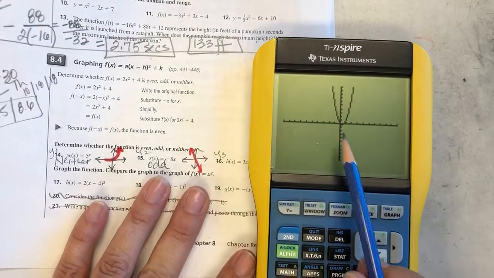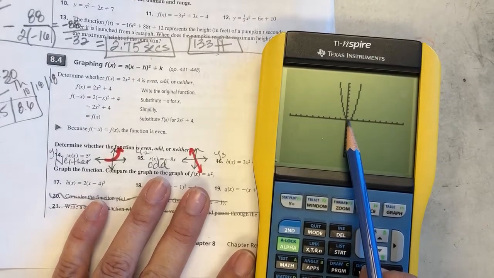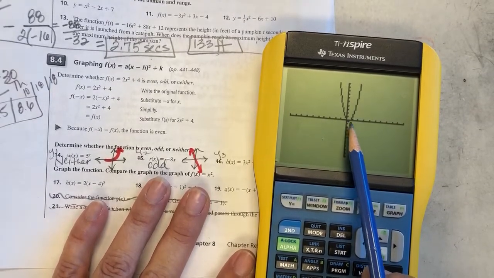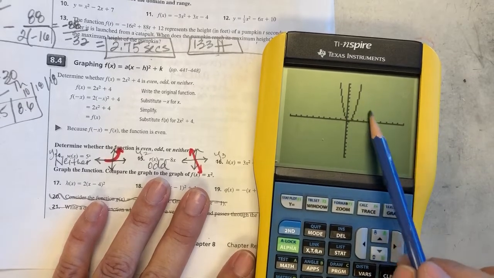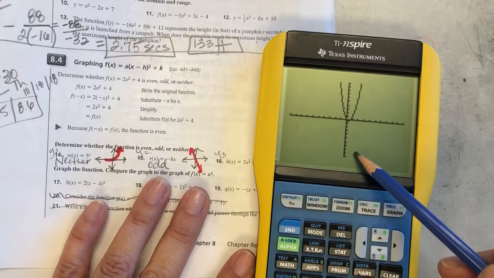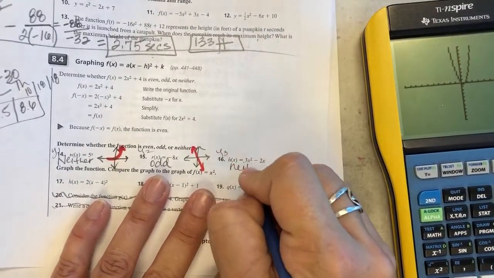I would think differently if this vertex was at 0, 0, but I think this one is neither, because I can't fold it on the y-axis. The vertex isn't 0, 0. If it was, I could. And if I were to rotate this 180 degrees, it's just going to wind up upside down. So this one is neither as well.